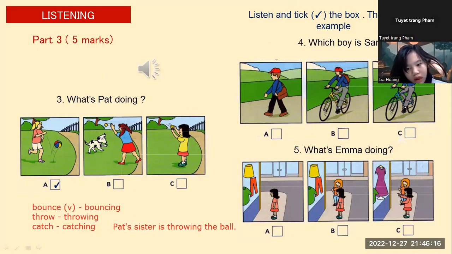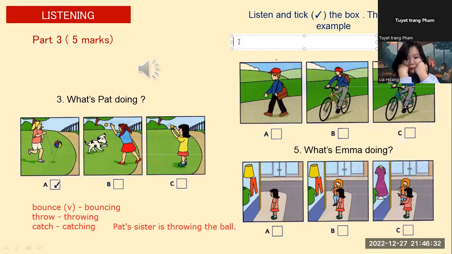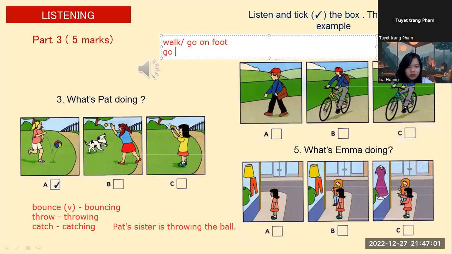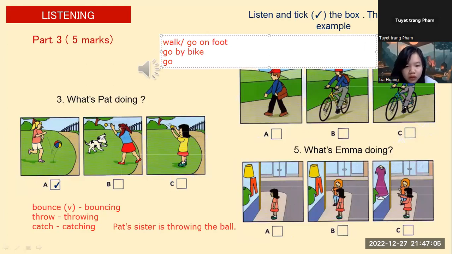Again. How about now? Can you see the screen? No. No? Oh, really? Again, I say one more time. Con đợi cô xíu nha. How about now? Can you see this? Con nhìn thấy không Linh? No? Oh. What happened? This way. I turned off my video and let's see it. How about now, Lynn? Can you see it? Yes. Okay.